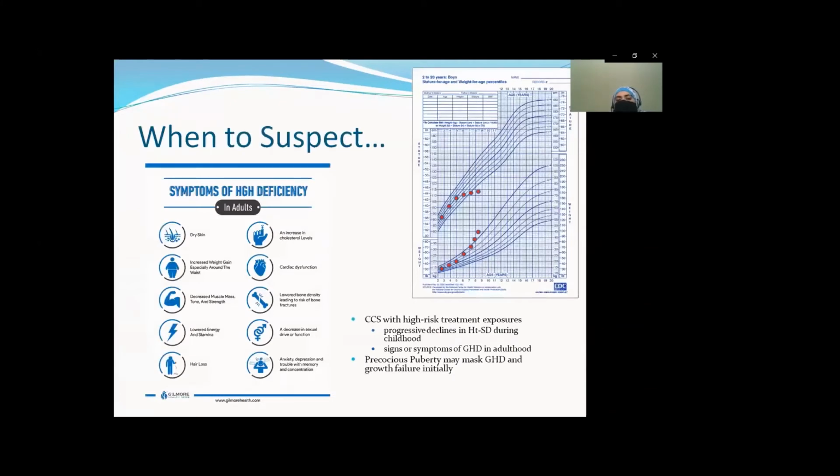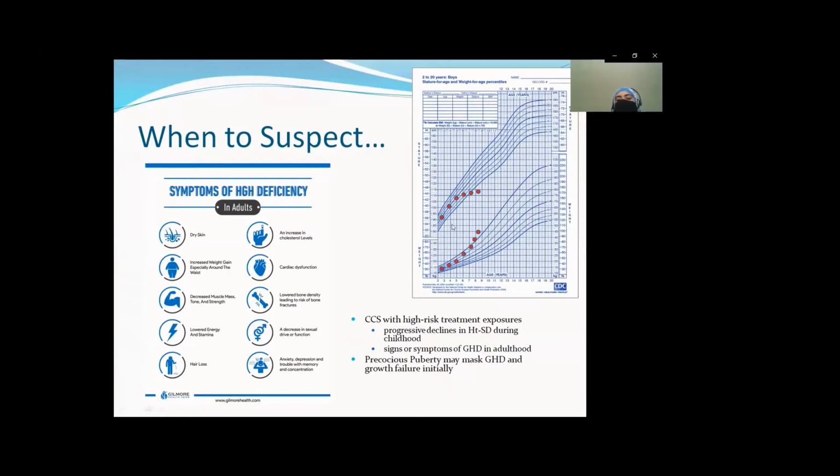So when to suspect growth hormone deficiency or short stature in your patients? If you see a growth chart like this, where a child is dropping on height percentile but maintaining their weight or actually having an increased weight gain, this usually indicates an endocrine problem. So that should be sign enough for you guys.